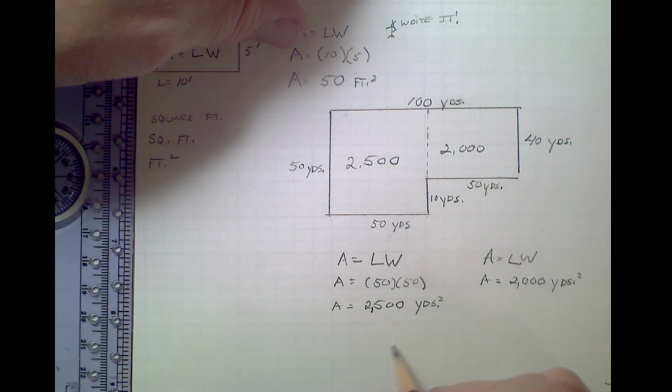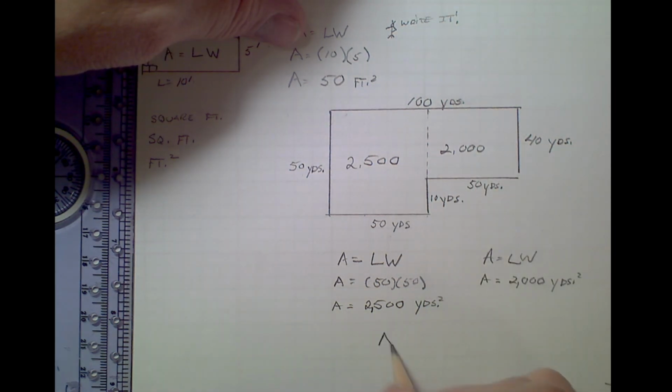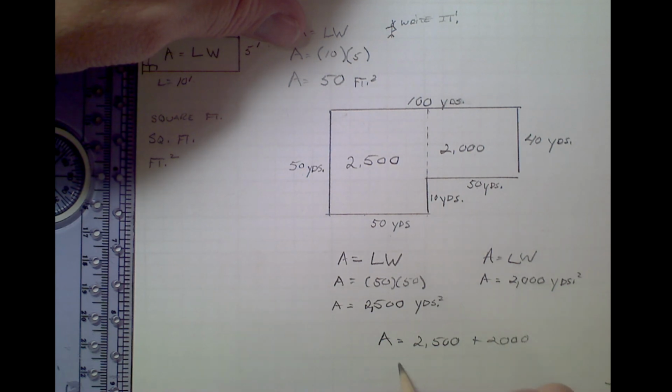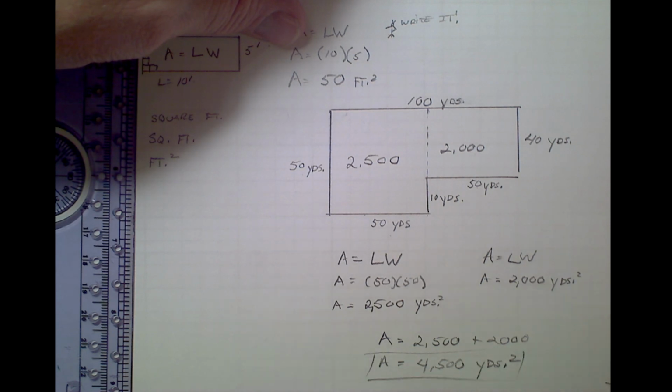Now, if I want to find the total area, all I have to do is add them up. Area equals 2,500, the left guy, plus 2,000, the right guy. 4,500 square yards. Yards times yards is yards squared. And that's how you do that.